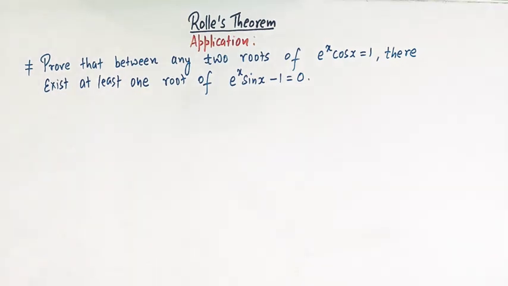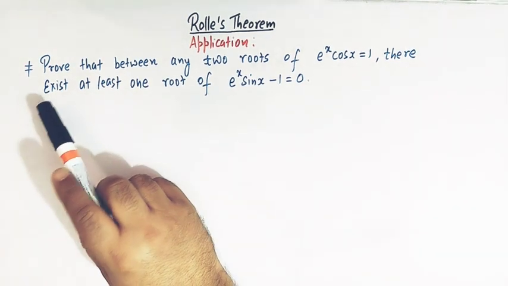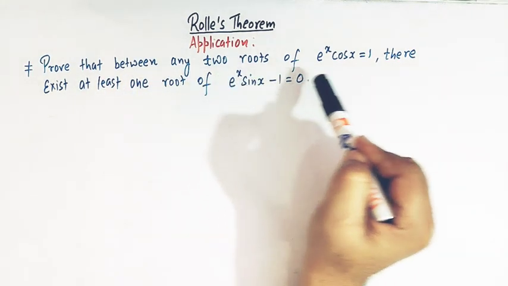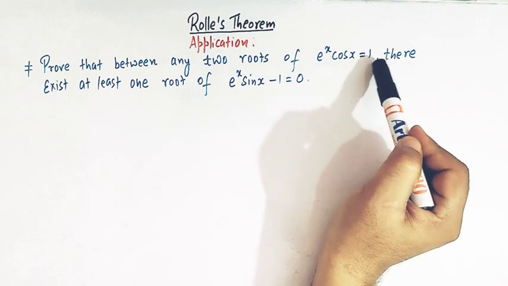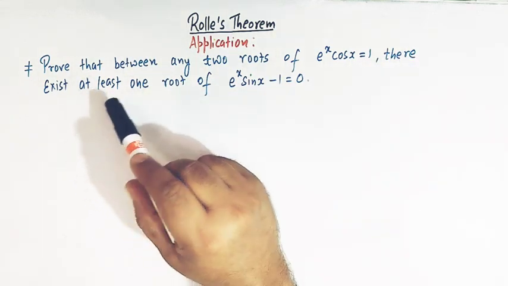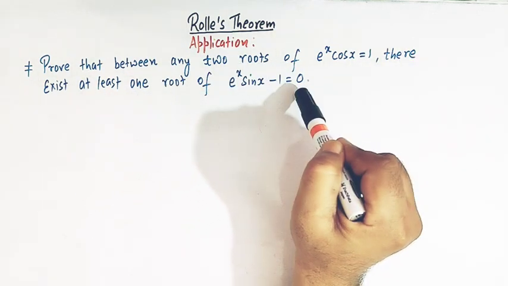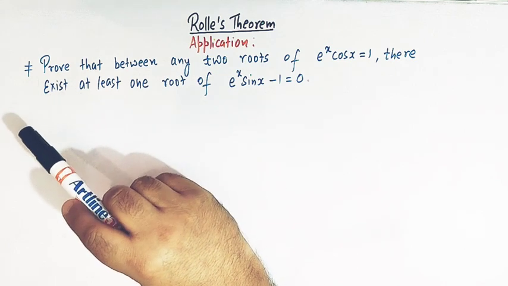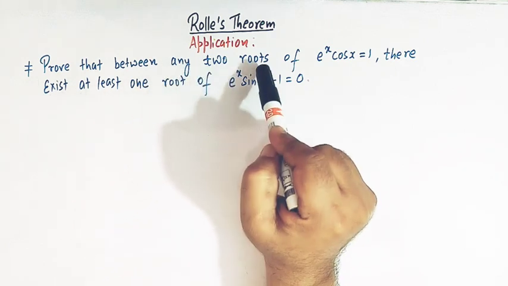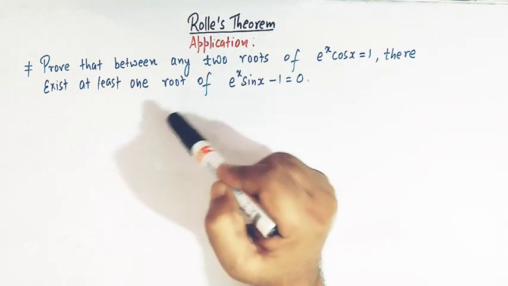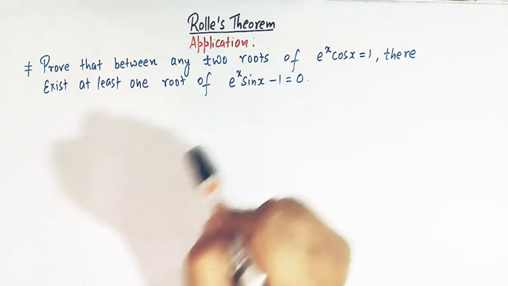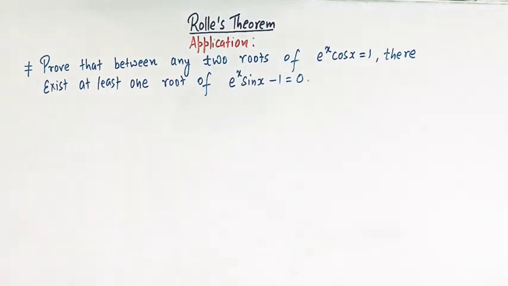So here we have a problem in which we have to prove that between any two roots of this equation, that is e raised to x times cosine x is equal to 1, there exists at least one root of this equation. So we'll show that between any two roots of this equation there is at least one root of this equation. And we'll see how Rolle's theorem can help us to find the solution of this problem.